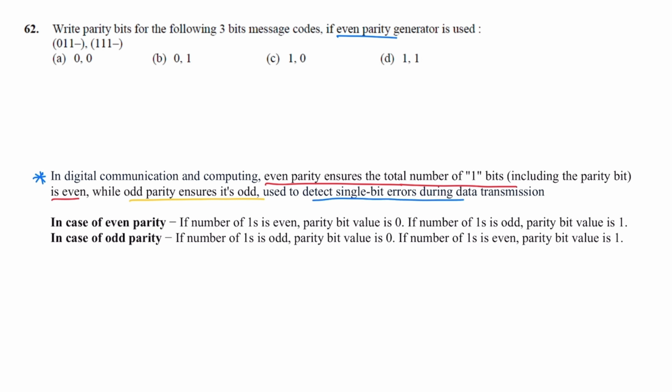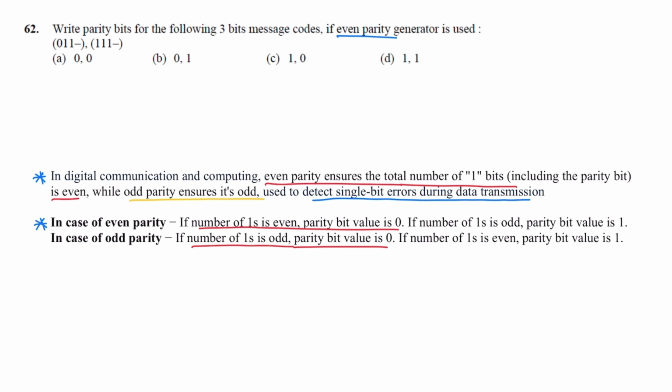In case of even parity, if the number of ones is even, then the parity bit value is 0. If the number of ones is odd, then the parity bit value is 1. In case of odd parity, if the number of ones is odd, then the parity bit value is 0. Otherwise, it is 1.